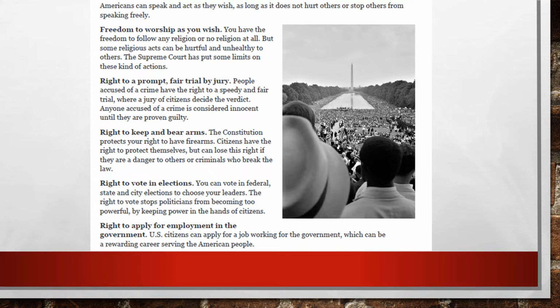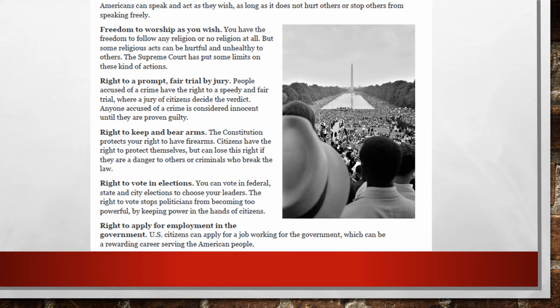Right to a prompt, fair trial by jury. People accused of a crime have the right to a speedy and fair trial, where a jury of citizens decide the verdict. Anyone accused of a crime is considered innocent until they are proven guilty. Right to keep and bear arms. The Constitution protects your rights to have firearms. Citizens have the right to protect themselves, but can lose this right if they are in danger to others or criminals who break the law.